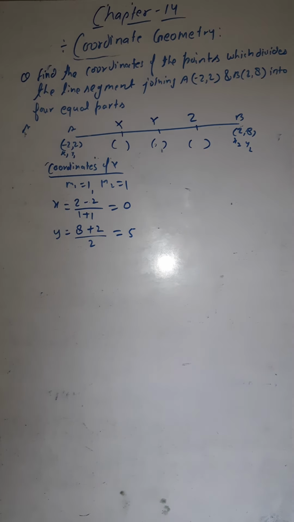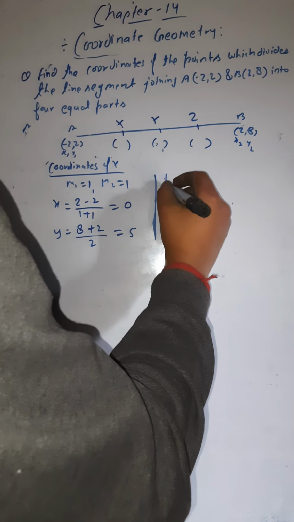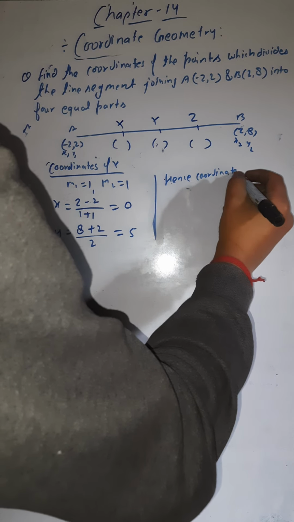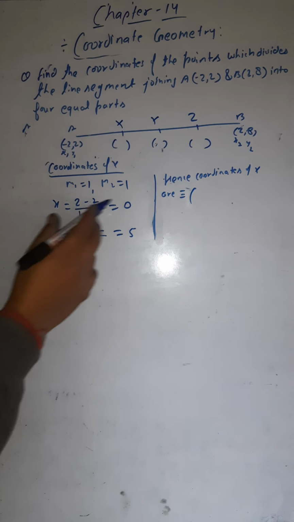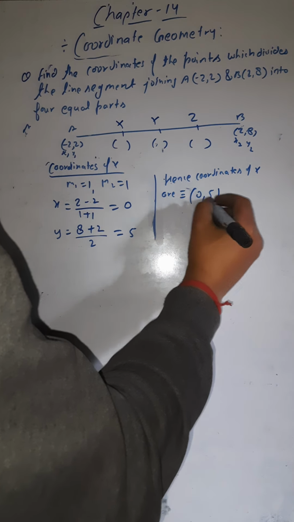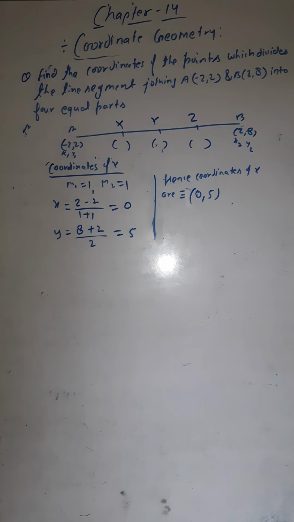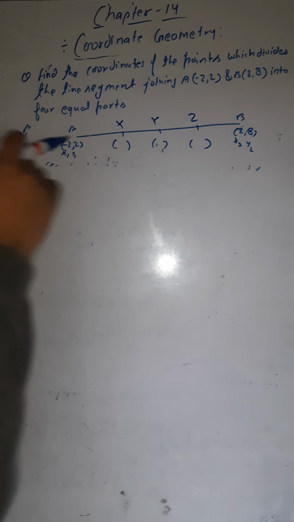So therefore, the coordinates of y are how much? Hence, the coordinates of y are what? 0 comma 5. So these are the coordinates of y. Now next you have to find the coordinates of which point? That is z. So let me erase this if you have written it. So now, the coordinates of z.